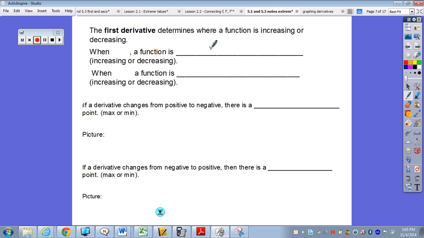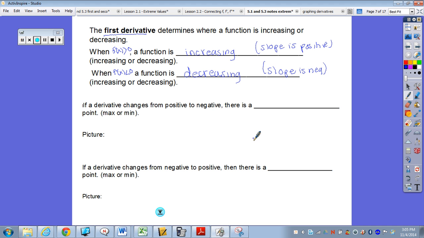So the first derivative determines where a function is increasing or decreasing. The key thing to remember is the first derivative means slope. So if f prime of x is greater than 0, that means the derivative is positive, or the slope is positive, and then the function would be increasing because the slope is positive. When f prime of x is less than 0, that means the slope is negative, so the function is decreasing.